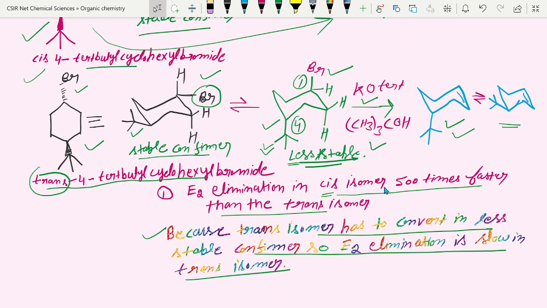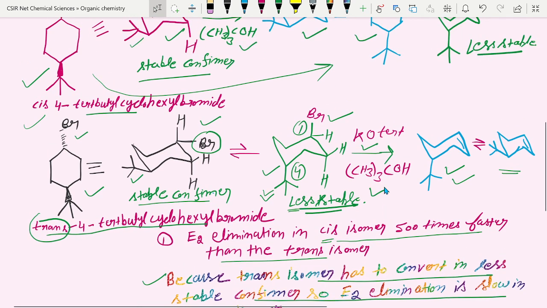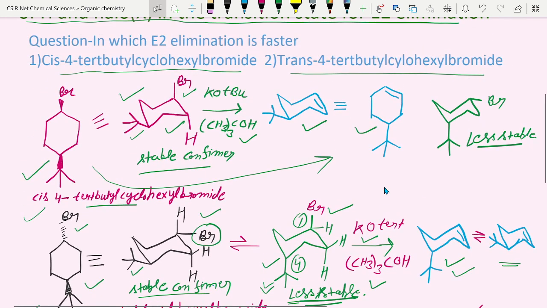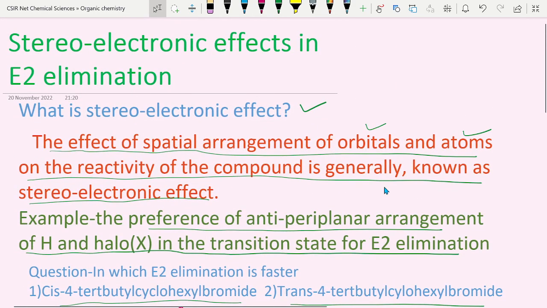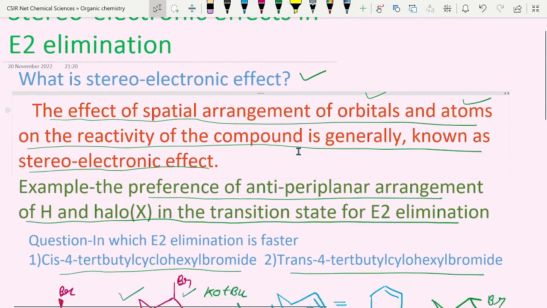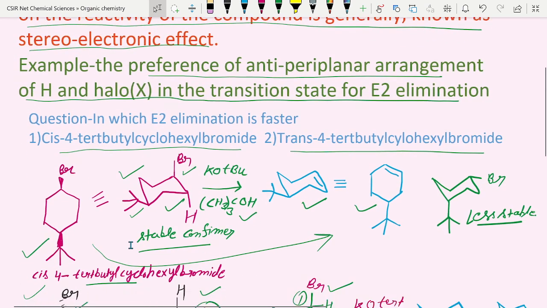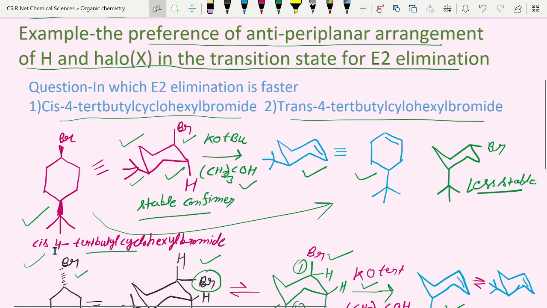Now we have learned which reaction is faster, the cis isomer or the trans isomer, and what the reason is for the faster reaction in the cis isomer. It is the stereoelectronic effect that governs the formation of the faster product in the cis isomer. Thank you.